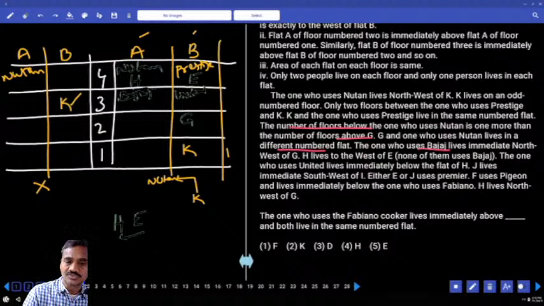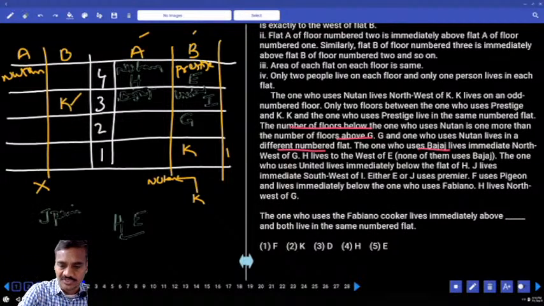J lives southwest of I. Now J is to the south and west of I, and I must be here. J is to the southwest, maybe on the 2nd floor or on the 1st floor. Next, either E or J uses Premium, and E cannot use Premium, so J must use Premium.